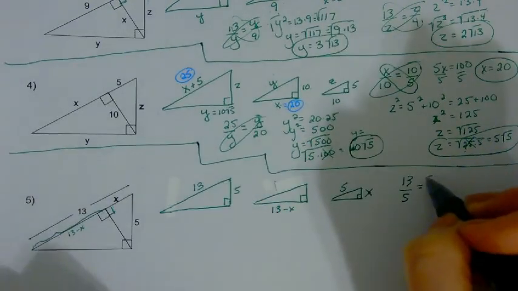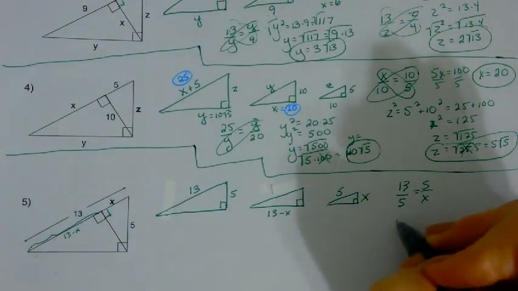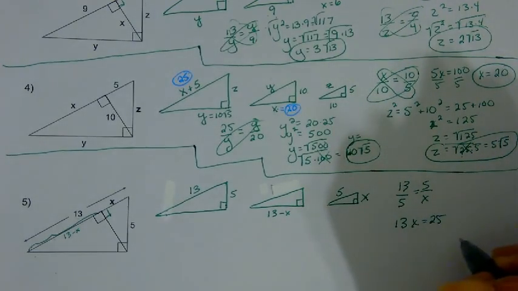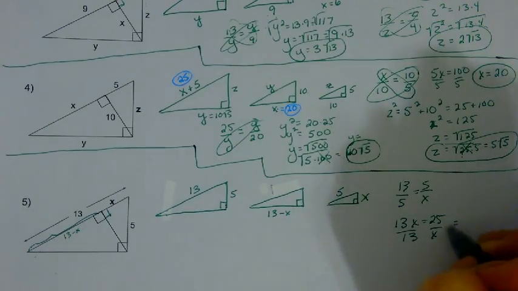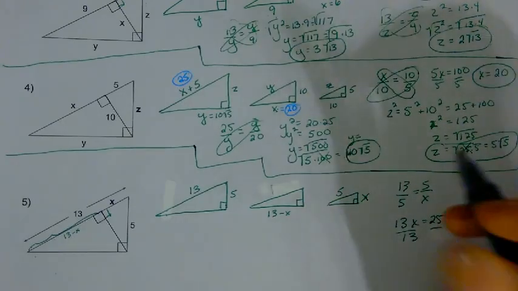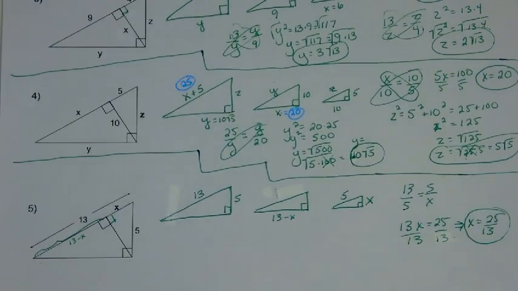So 13x equals 25. Divide by 13, and x equals 25 over 13. And that's all we needed to find, was just that one. So just drawing the different pictures here can help.